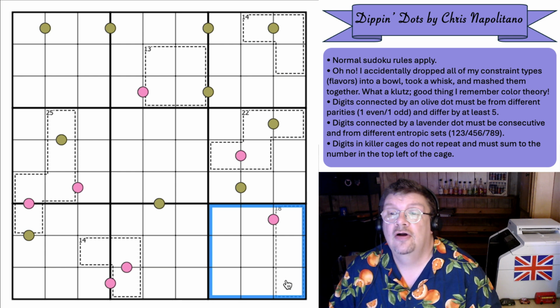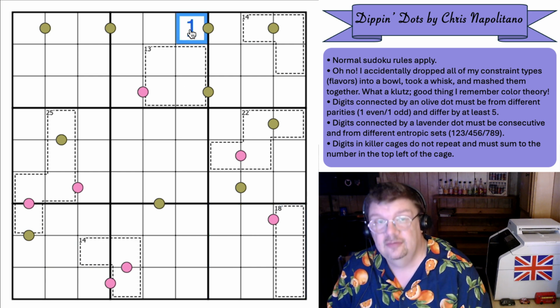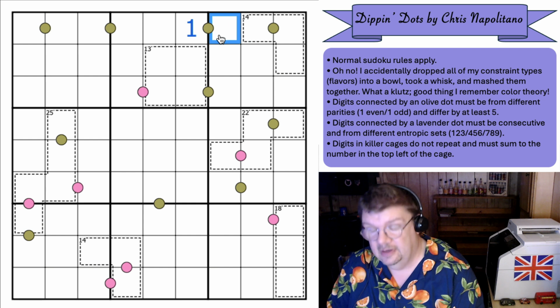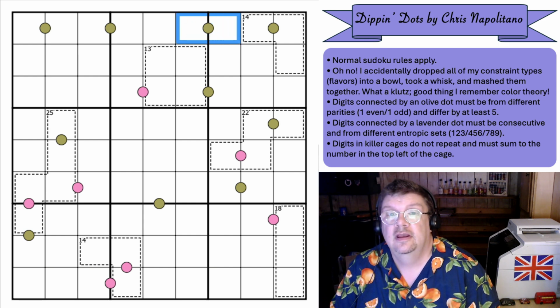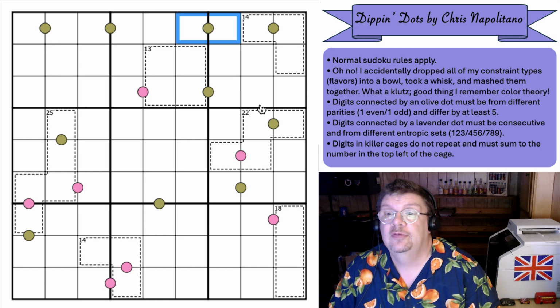Digits connected by an olive dot must be from different parities, one even and one odd, and differ by at least 5. So if this were a 1, this would have to be a 6 or an 8 to be at least 5 away from it, and of the opposite parity.